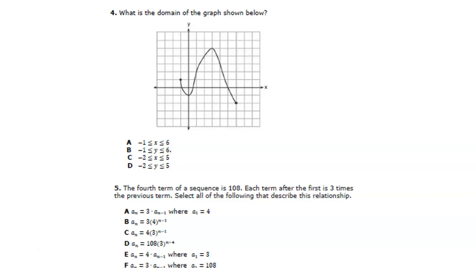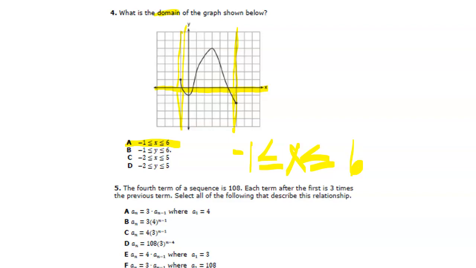Number 4, what is the domain of the graph shown below? Remember that domain is all of your x values, and we go from the leftmost point to the rightmost point. Okay, leftmost to rightmost. So my leftmost point is at -1, and it's a closed circle, so I need to use the or equal to. X, because it's domain, again it's a closed circle, so or equal to, and that's at 1, 2, 3, 4, 5, 6. So I need answer choice A. -1 is less than x is less than 6.